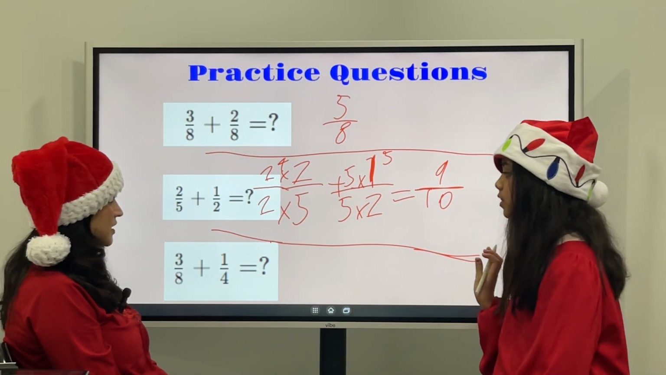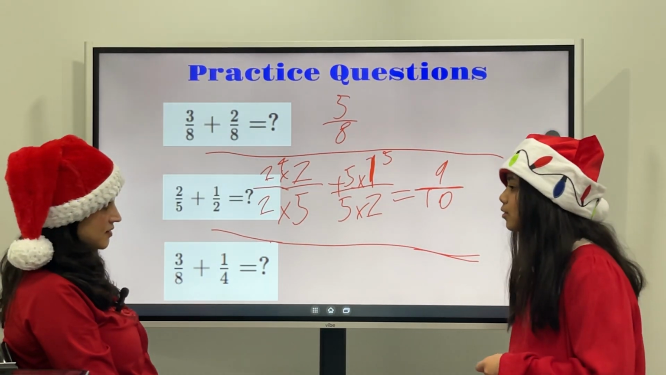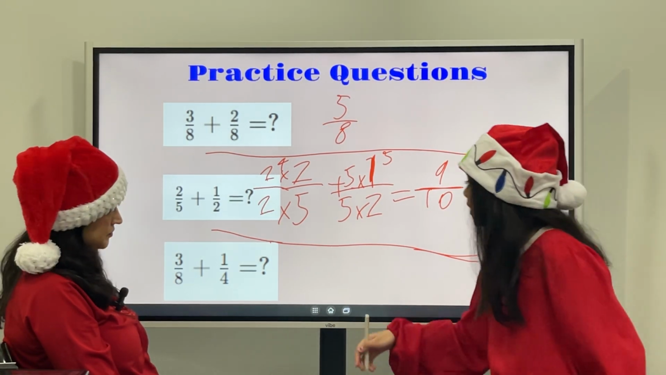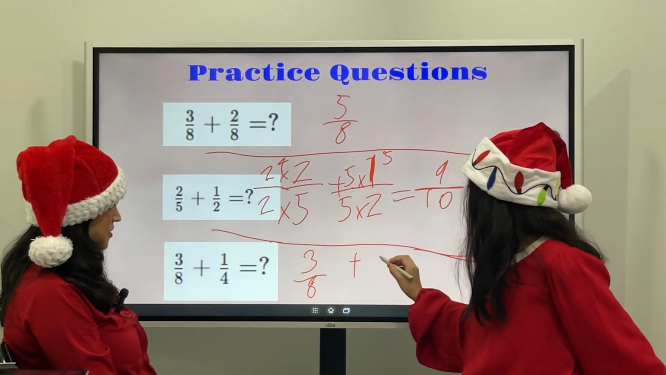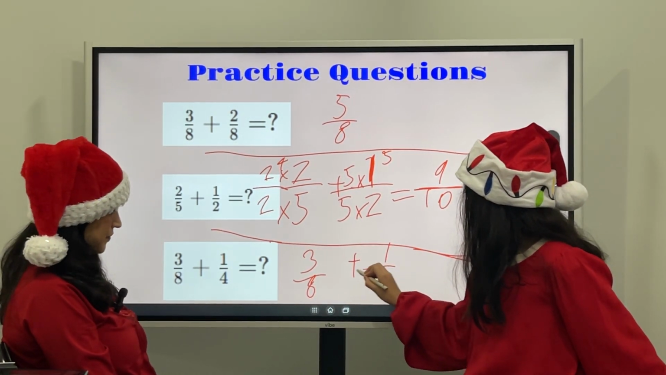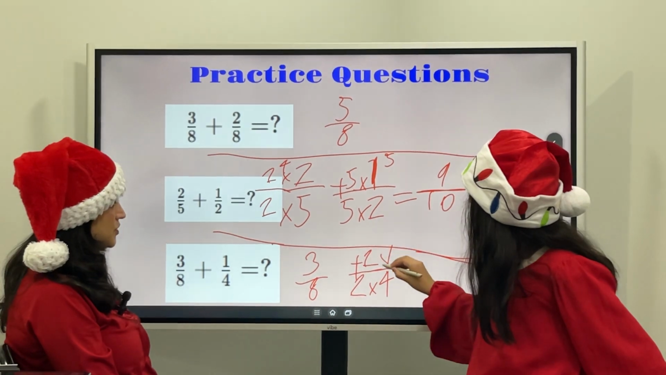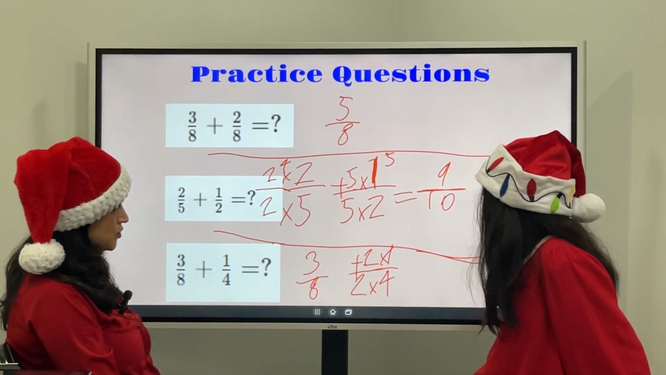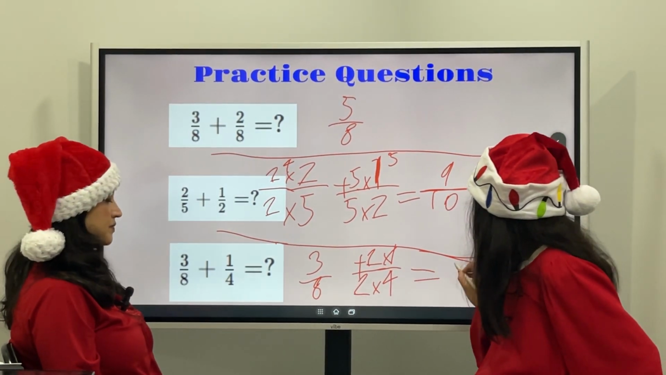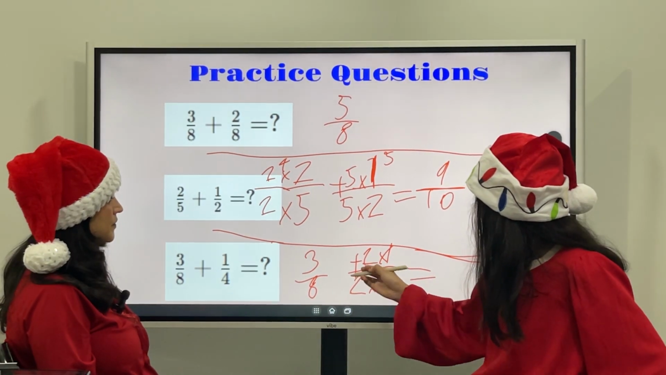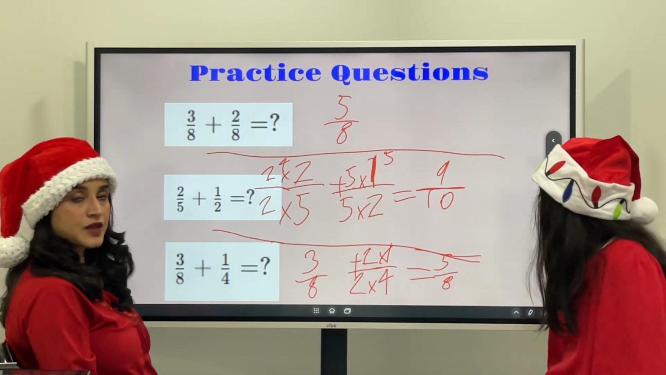So then all we have to do is times 2 for the 4. I'm just going to write it here. 3 by 8 will be the same, and then plus 1 by 4 is 2 by 2. And then we're going to do 2 times 2, and then times 2. So 8, 3 plus 2, so 5 by 8. So it equals 5 by 8. Yes, that's all.